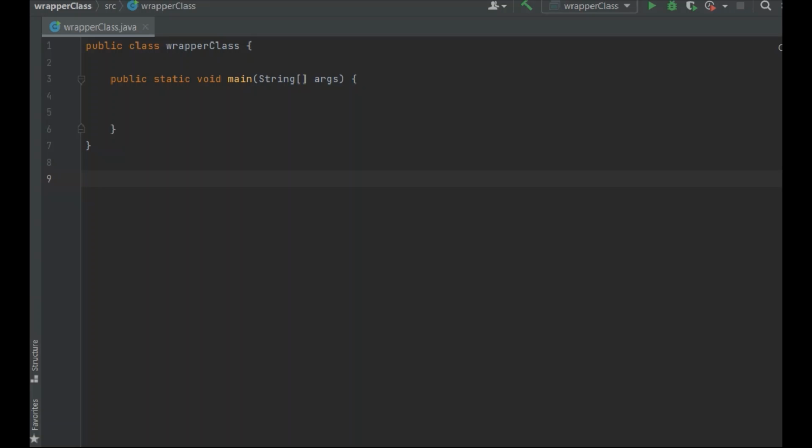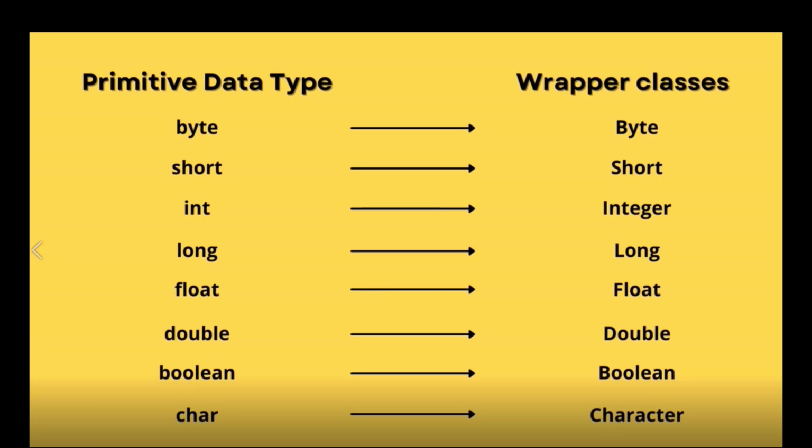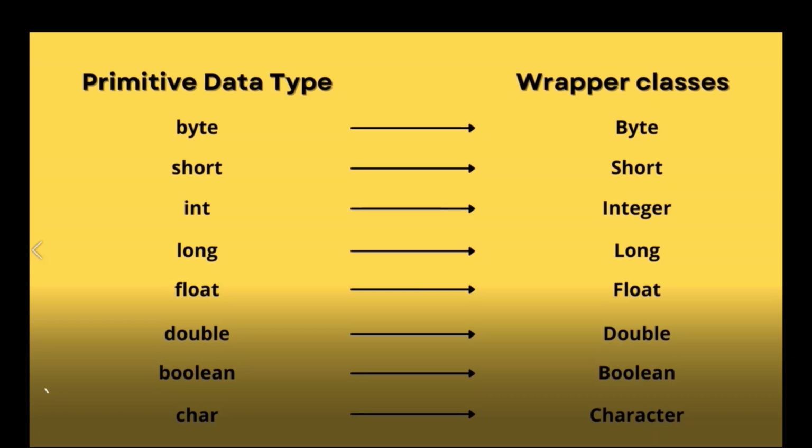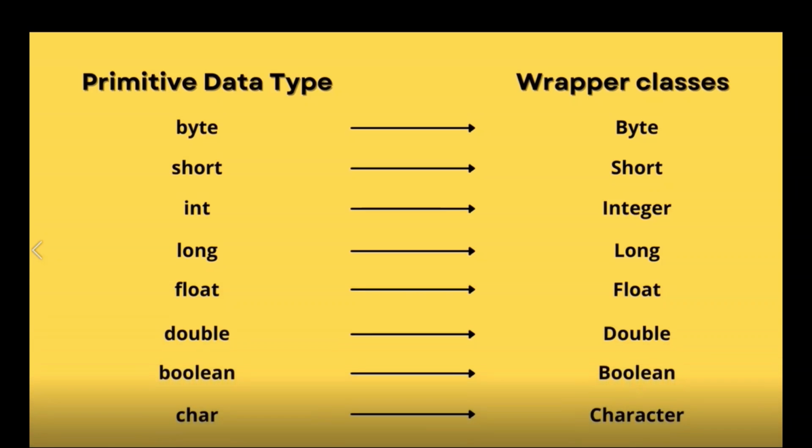As we know, there are in total 8 primitive data types: byte, short, int, long, float, double, boolean, and char. Wrapper class is a way to turn a primitive data type into an object. The process is called boxing. And when we convert a wrapper class object back into its corresponding primitive data type, the process is called unboxing.